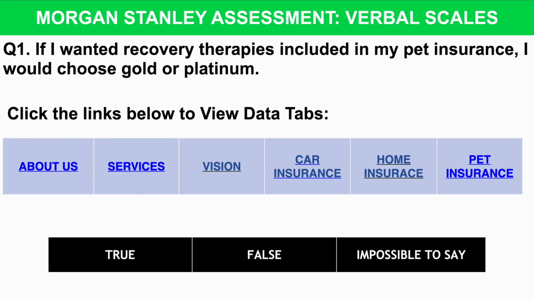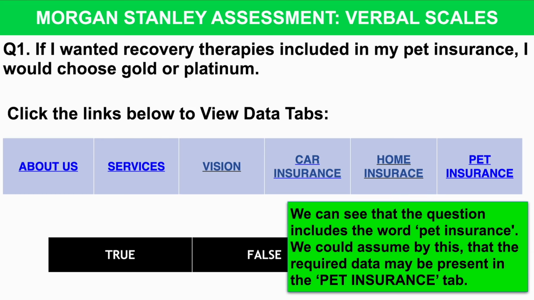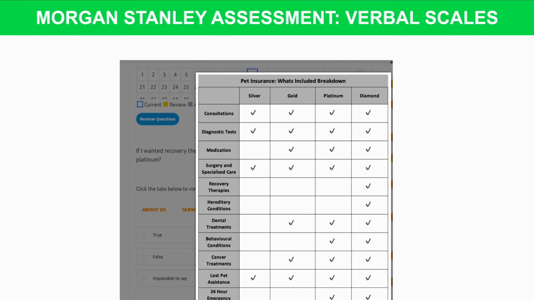Well, here are the 6 data tabs we have this time. We have About Us, Services, Vision, Car Insurance, Home Insurance, and Pet Insurance. Which tab would you click? Well, if it was me, I would click the Pet Insurance tab, because we can see in the original statement it says recovery therapies included in my pet insurance. Always pick out the keywords. So the keywords here are recovery therapies, pet insurance, gold or platinum. So if we click that pet insurance tab, let's see where it takes us.